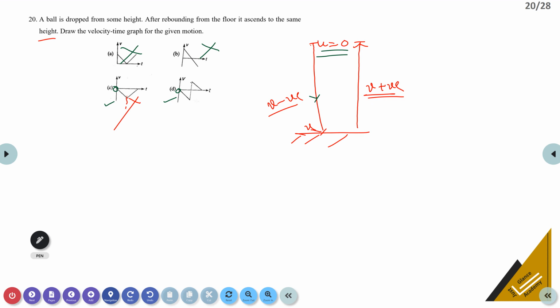Positive means this part, you see. But of course, here it is 60, 40, 30, 20, 10, 5, 0. Velocity decreases here. So this is the right one. First it is like this, it increases. Next, what happens? It decreases. This one is the right choice.